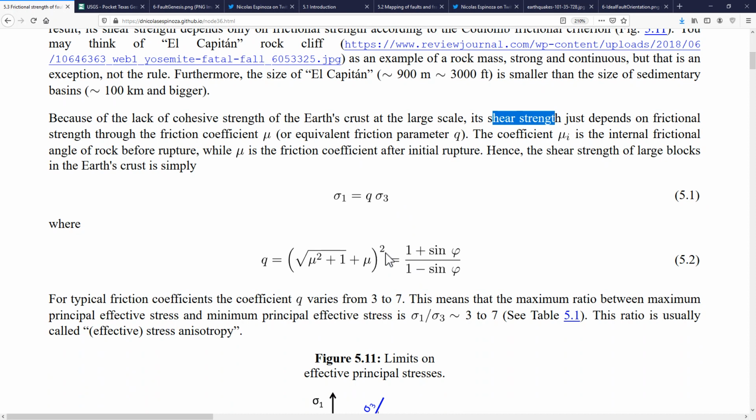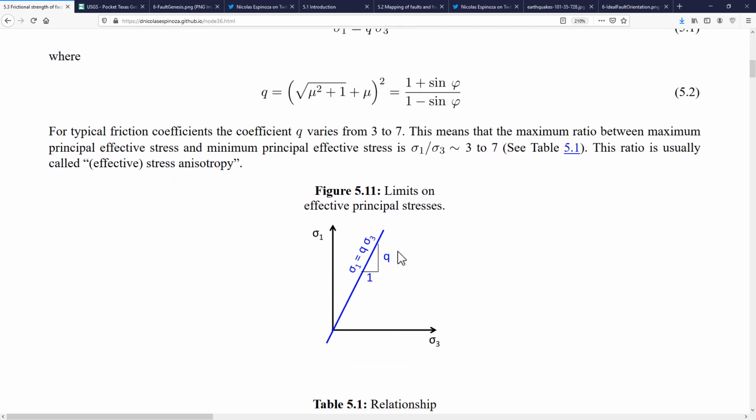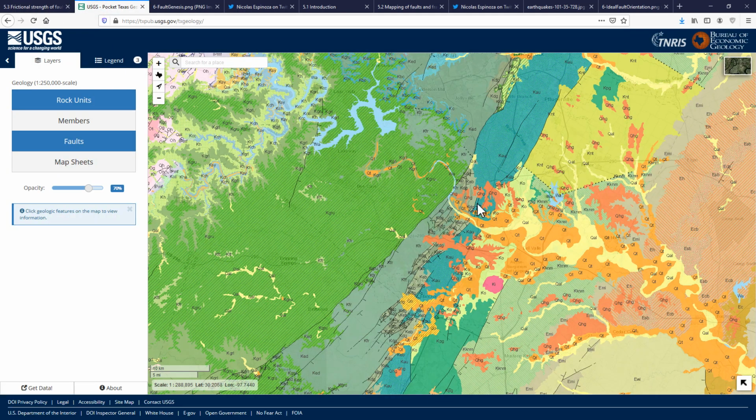And in this case, since it is the same theory, based on this shear strength theory, the maximum principal stress is going to depend on the least effective principal stress, and that's going to be proportional to this friction parameter Q. At the large scale, we consider that there is no cohesive strength or cementation because, as we said before, the subsurface is already broken into pieces.